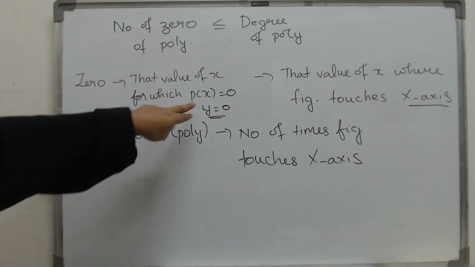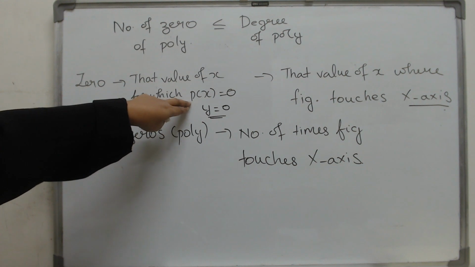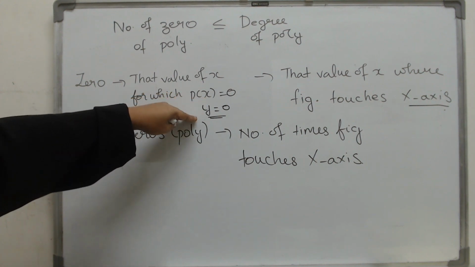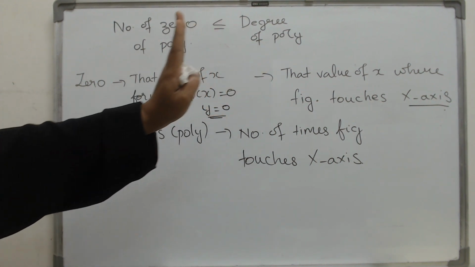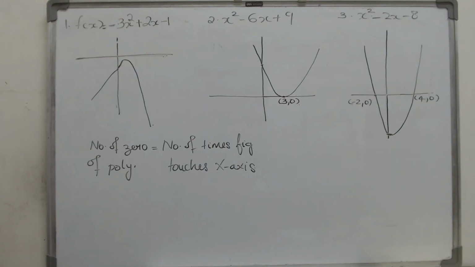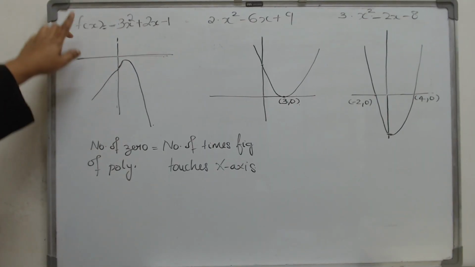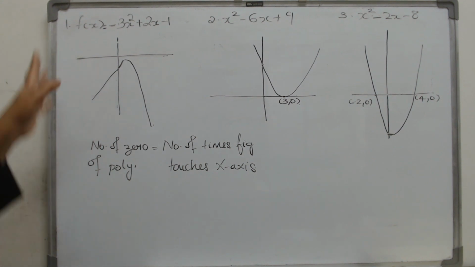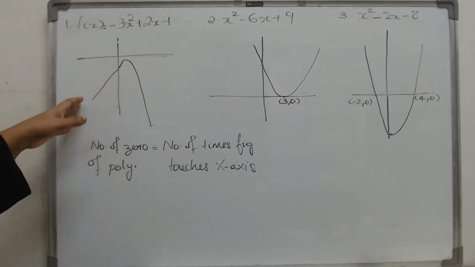Now, the figure depends on what polynomial it is. If it is a linear polynomial, your figure will be a line. If your polynomial is a quadratic polynomial, your figure will be what? It will be a parabola. So, what are we going to prove? The number of zeros of the polynomial is the number of times the corresponding figure will touch the x-axis.